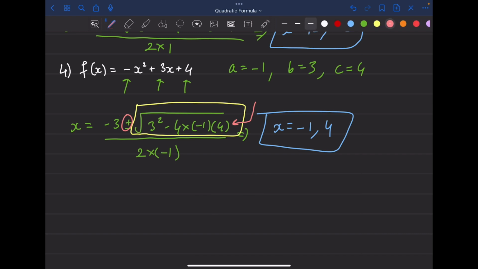Okay, so those are kind of the options you have. You can either get 2 answers, like we have here. You can get 1 answer if the square root was equal to 0. And then you can get 0 answers if you had a square root of a negative number.